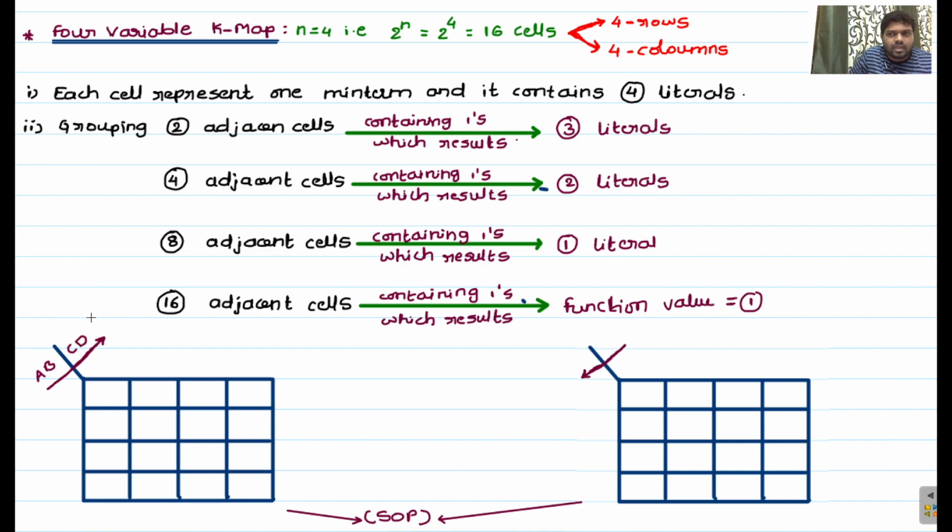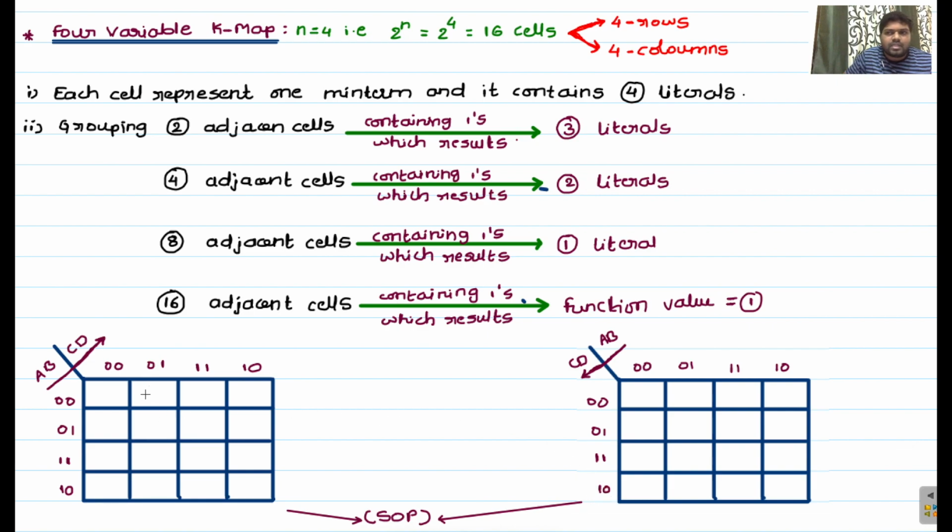Now you can indicate binary numbers, that is 0 0, 0 1. Always use the gray code sequence, so then 1 1 and 1 0. Here also the same thing: 0 0, 0 1, 1 1, 1 0. And here also I am choosing A, B and C, D in the downward direction. Okay, 0 0, 0 1, 1 1, 1 0, and 0 0, 0 1, 1 1, 1 0.